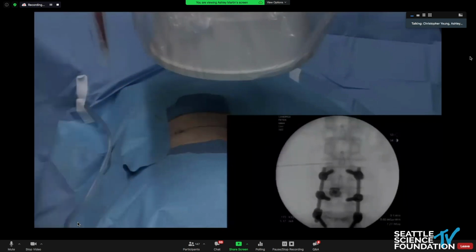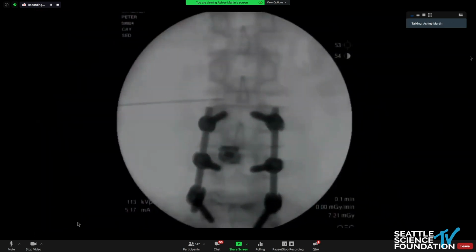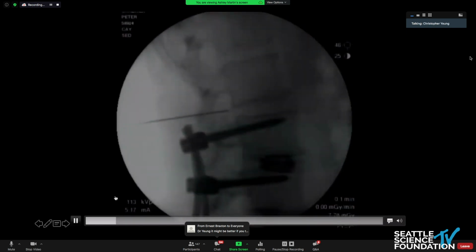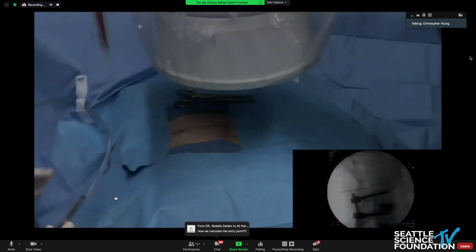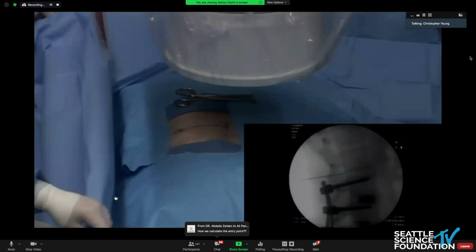And then usually on the AP, I'll advance, go to the lateral, and get to the medial border of the pedicle. Hey, Ashley, the controls again went away. I don't know what happened to the bottom there. Go back to AP. So you can see there on the lateral, it was right at the posterior border.